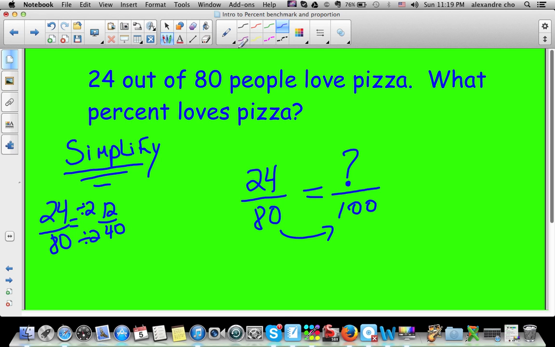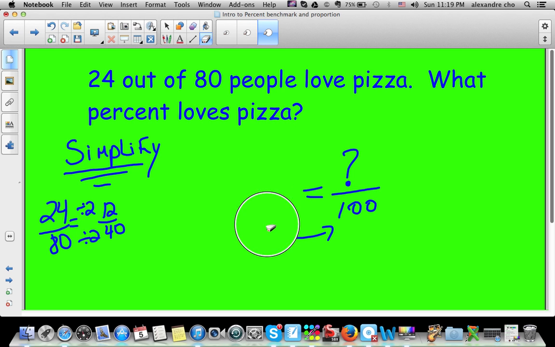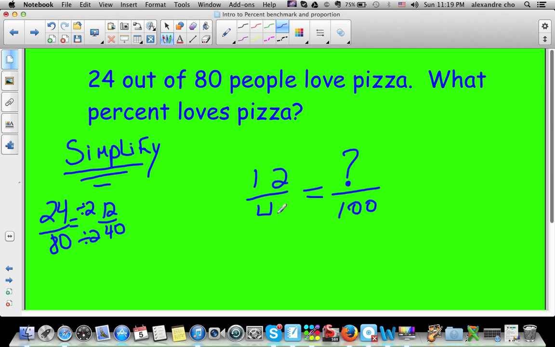So let me take a second over here. And let me come back, erase this. Okay, and I'm going to write 12 over 40. Now, is there a relationship here? There is, but I want a nice relationship, a whole number relationship. 40 times no whole number will give you 100. So that's still not what we want.